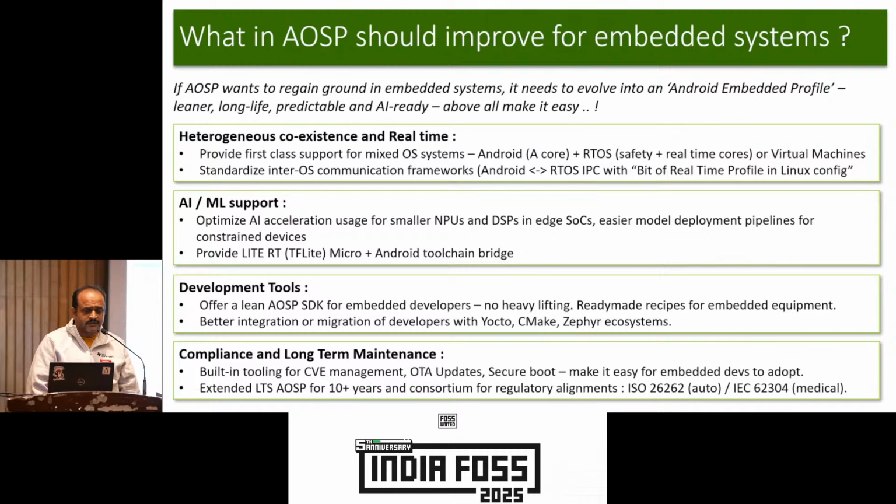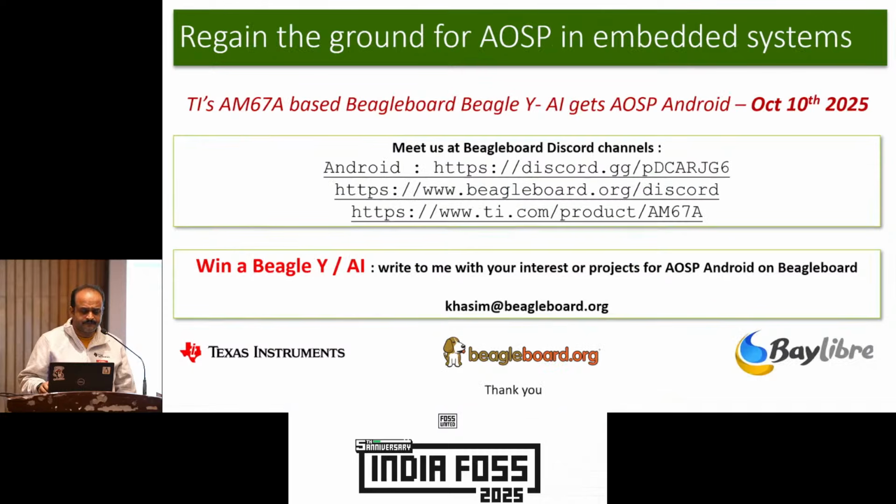So there are tons of infrastructure projects, open source stacks and tools which are available in AOSP, which will definitely benefit a lot of end equipments, right? And AI/ML is one part, development tools, then the complete CVE management and long-term maintenance, OTA, all these things are way too important concepts that can be leveraged from AOSP for building end equipments on embedded systems. So this is what I had to say here.